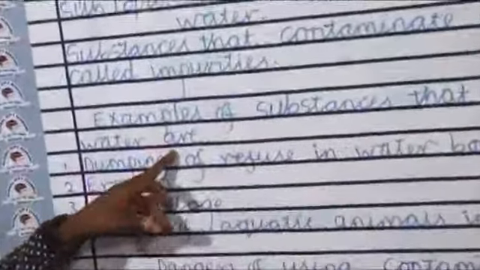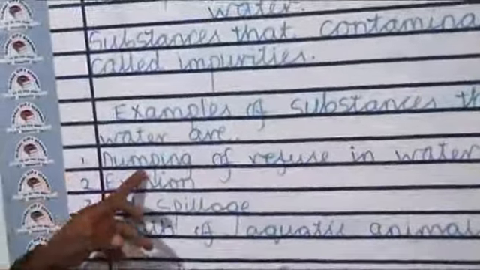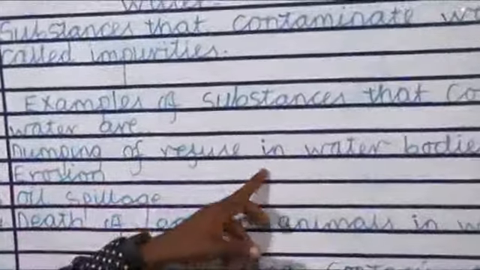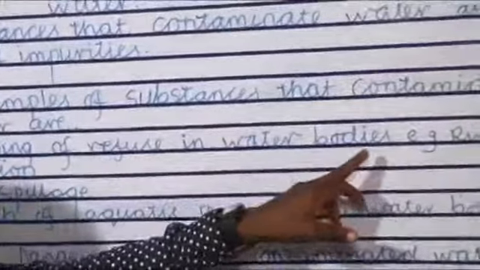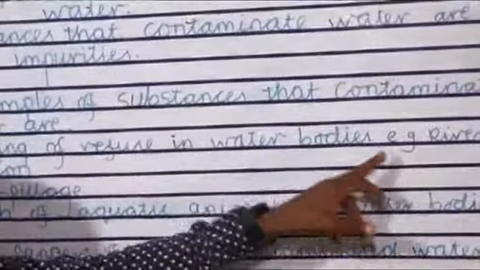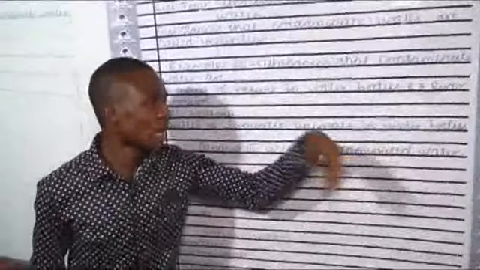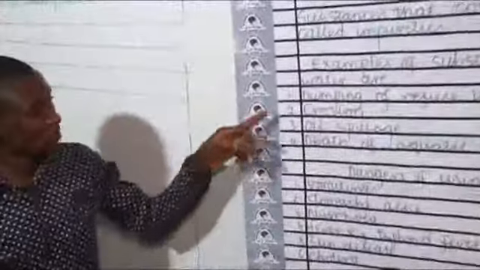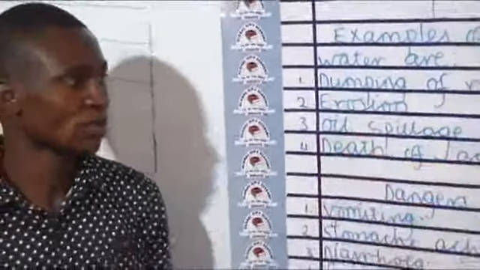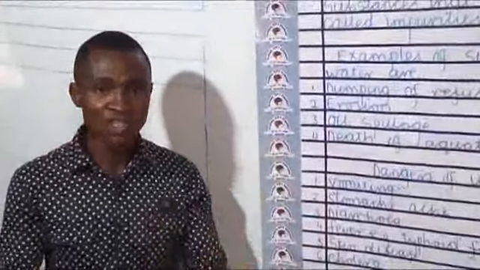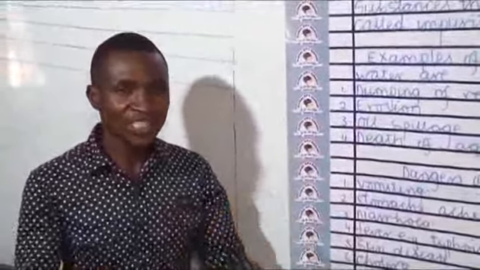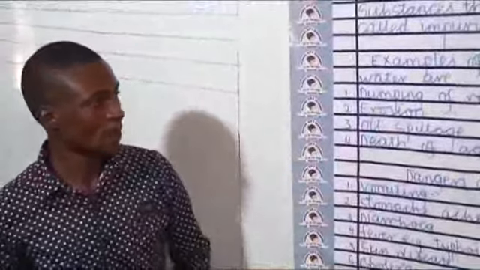Substances that contaminate water are: number 1, dumping of refuse in water bodies. Examples of water bodies are river, lake, stream, and the rest. Number 2, we have erosion. Erosion is the wearing away of topsoil. And when the topsoil is washed into the water bodies, it contaminates the water bodies.